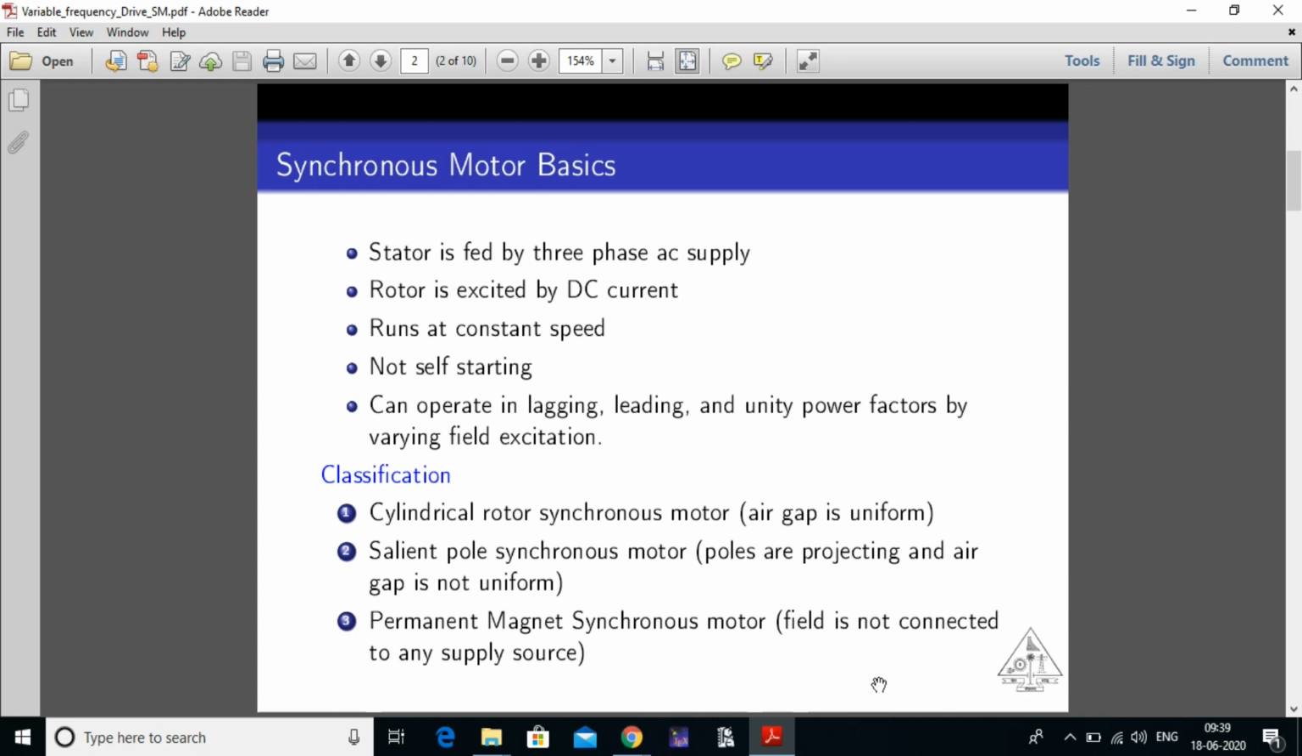Next, classification. A synchronous motor can be classified into three. One is cylindrical rotor. Here the air gap is uniform. The second one is salient pole. Here the poles are projecting and so the air gap is not uniform. The third one is permanent magnet synchronous motor. In this case, there is no need of any DC excitation. The rotor is a permanent magnet.